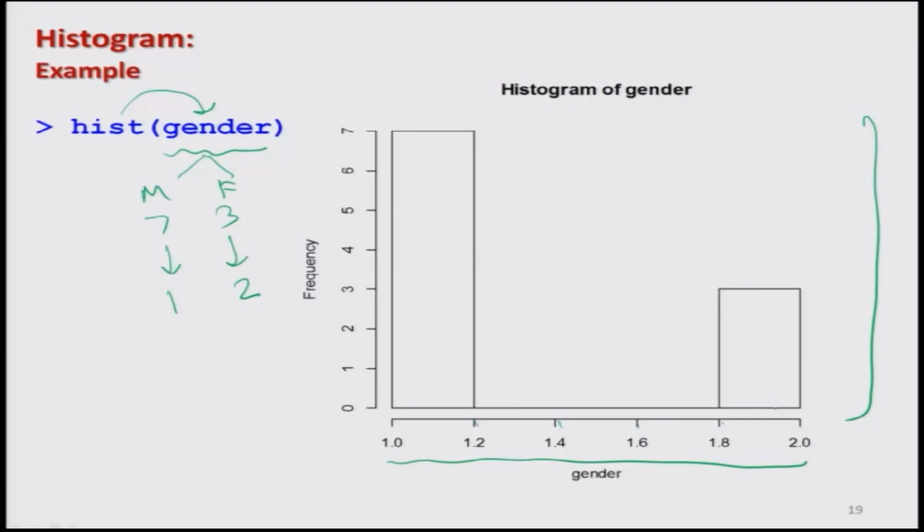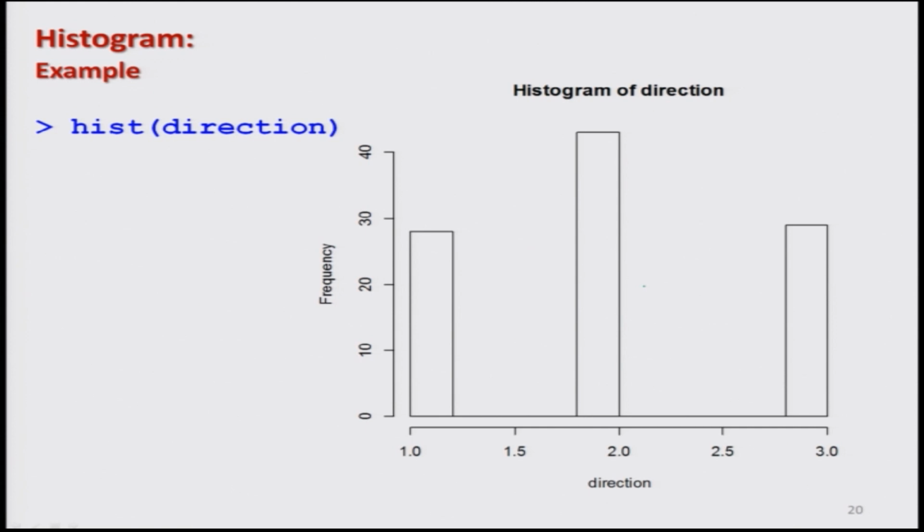So, it is trying to say here, well, this is my category number 1 where there are 7 values, and there is another value 2 which is at 3. So, you can see in this case you need not compute the absolute frequencies or relative frequencies yourself, but the histogram will compute it automatically, right. Similarly, when you go for direction data, there were 3 values 1, 2 and 3, there were 3 categories 1, 2 and 3.